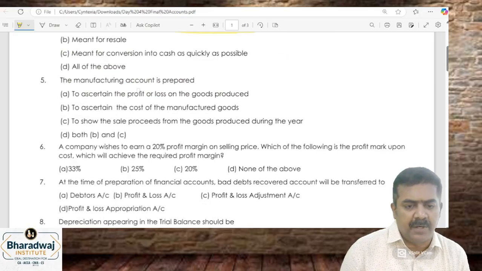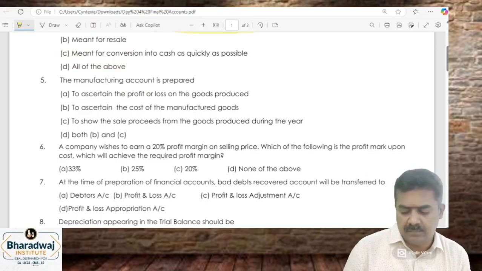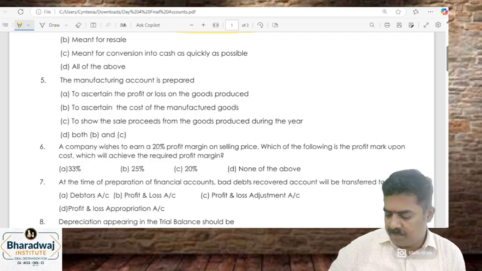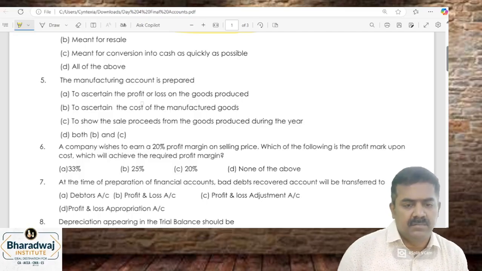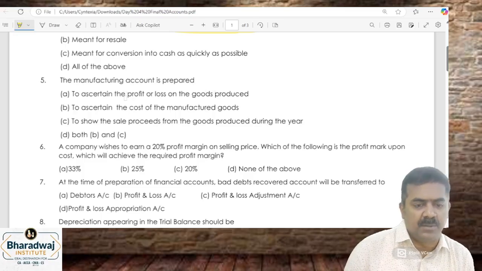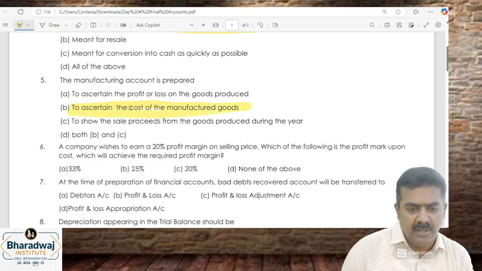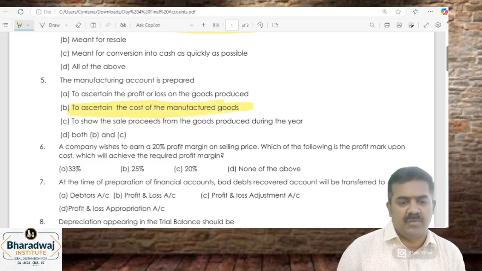Manufacturing account is prepared for which purpose? Is it to find out profit or loss? No. To find out the cost of the manufactured goods.